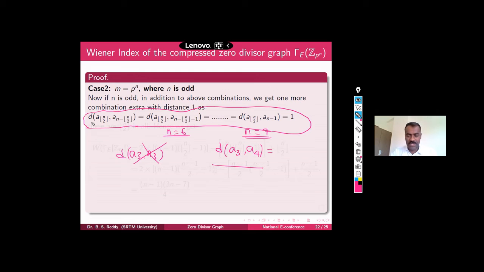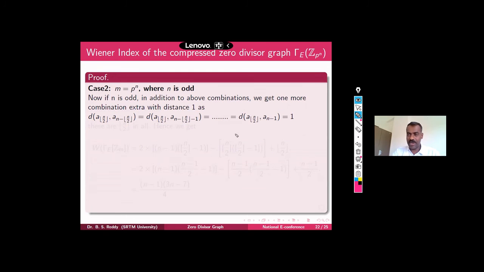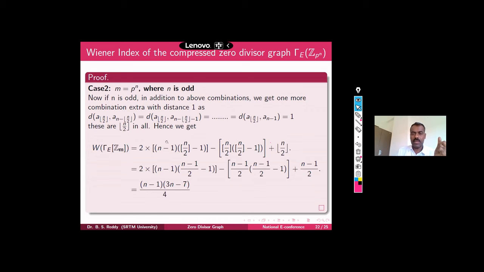And how many such combinations, how many such possibilities are there? One can check here, starting from this floor n by 2 and going up. So therefore, we have to add whatever we had earlier, this value, to that odd case. This we are already having, then we have to add this. Of course, these values are a little different when n is odd. Then we simplify and we get this.